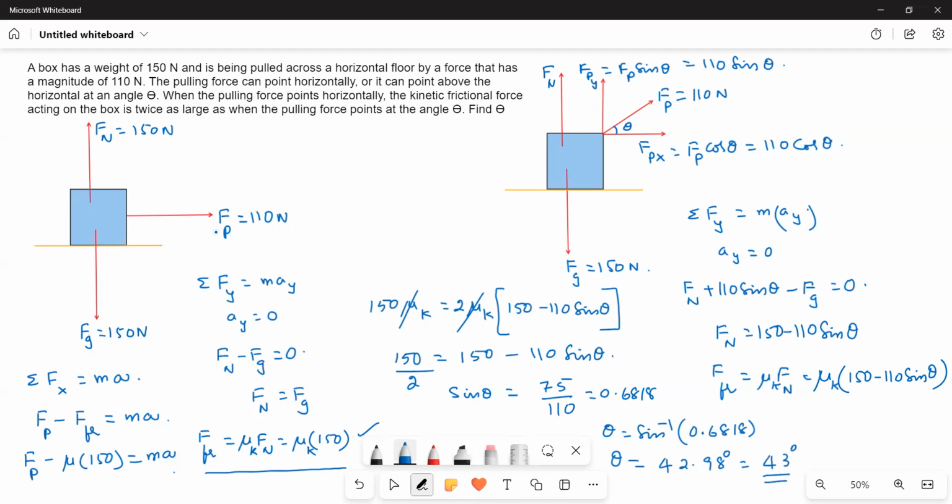Okay, this is how we have to solve this problem. If you know how to write the force equation and what the friction is, then it is easy to solve the question.